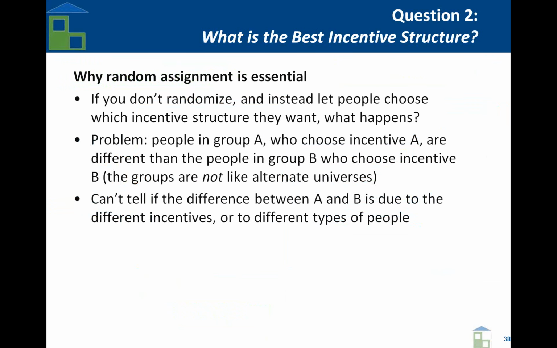So again, let's say that we don't randomly assign people, and instead you let people choose which incentive structure they want, A or B. The problem in that case is that the type of people who choose incentive A might be different than the type of people who would choose incentive B. And so then you can never tell if the difference in results between the 2 groups is due to the different incentives or due to the different types of people. This is why random assignment is essential.